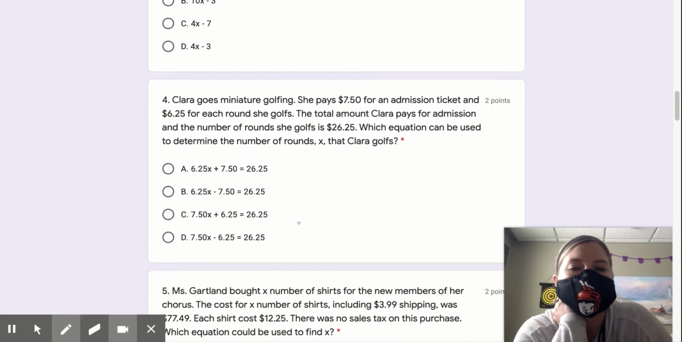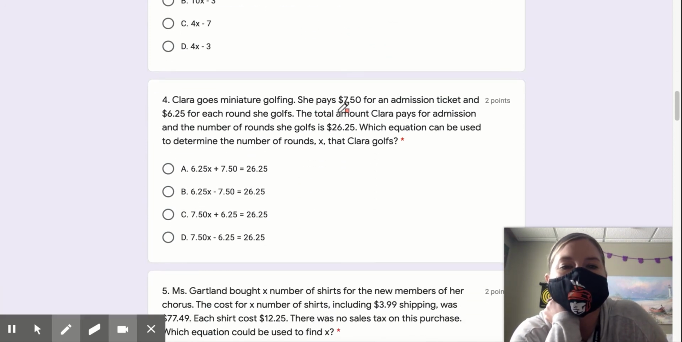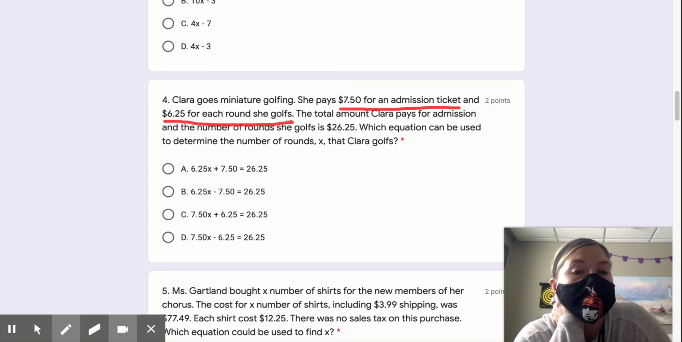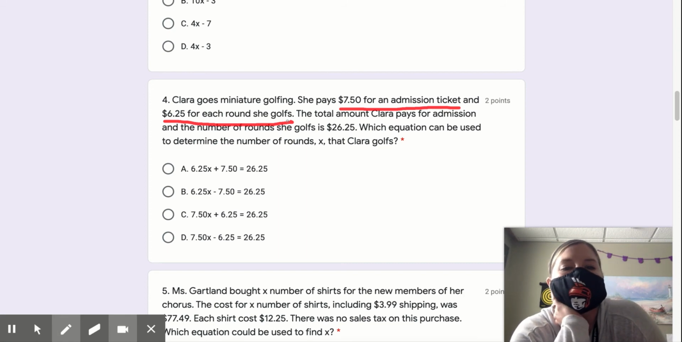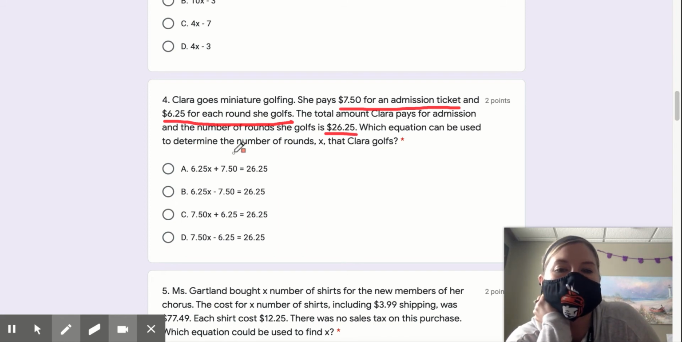All right, Clara goes miniature golfing. She pays $7.50 for an admission ticket and $6.25 for each round she golfs. The total amount Clara pays for admission and the number of rounds of golf she golfs is $26.25 is the total. Which equation can be used to determine the number of rounds?